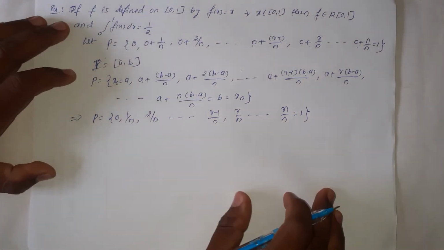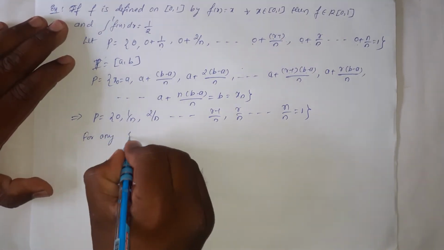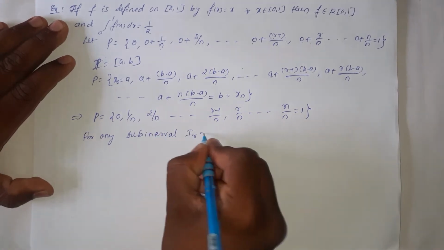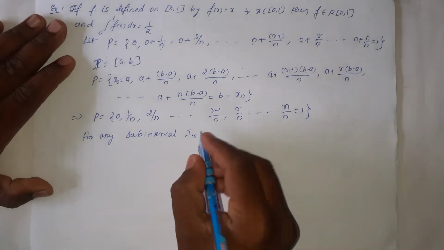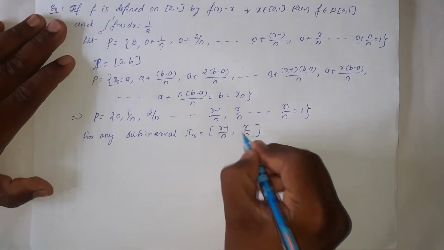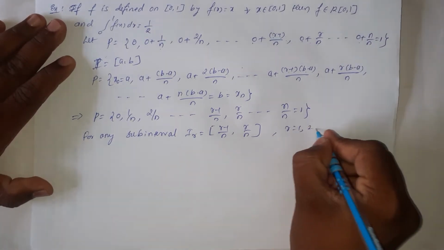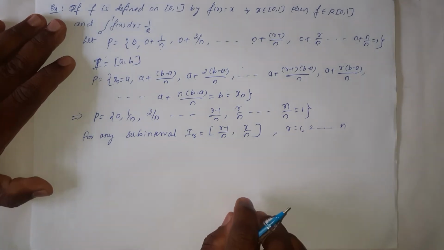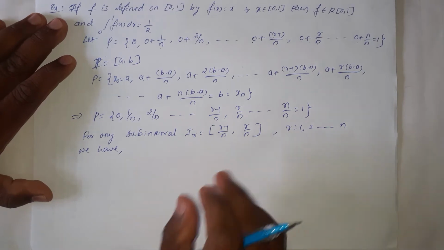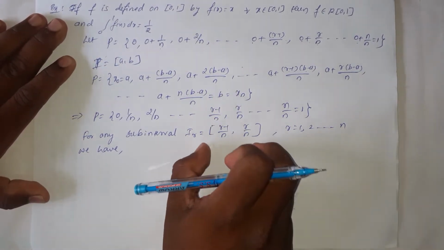Now consider the rth subinterval. For any subinterval Ir, which is given by [(r minus 1)/n, r/n], that is [x(r minus 1), xr], where r takes the values from 1 to n, we need to find the supremum and infimum of the function for this interval.